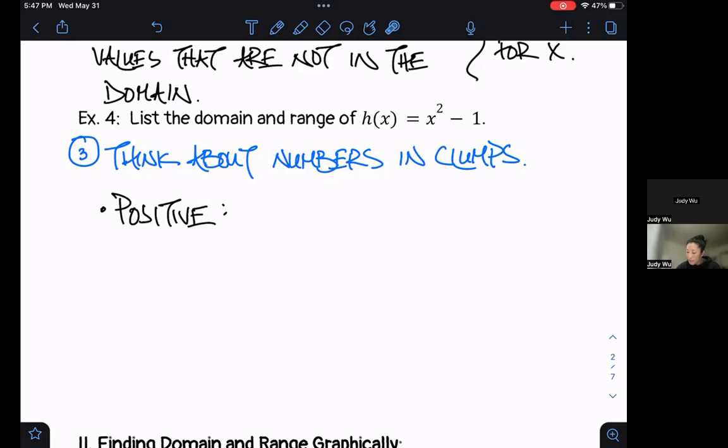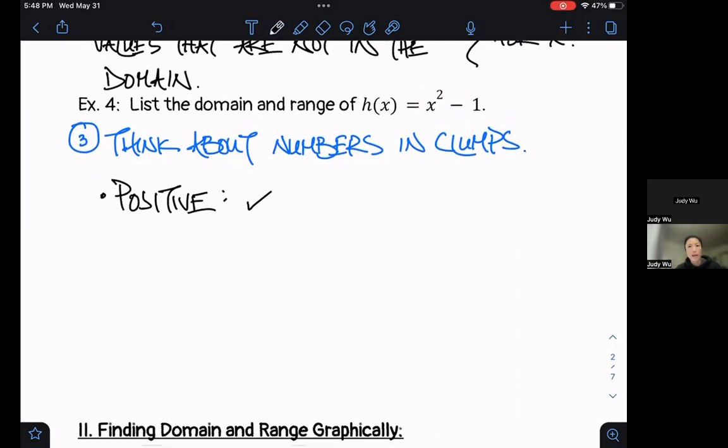So I notice here that I have x squared, and then after I square it, I'm going to subtract 1. So the question for positive is really, can you square a positive number? I think if we all took a moment and thought about a number, like 4 is a positive number, 4 squared is 16, totally can do. Or if I chose 1, 1 squared is 1. That's fine, okay? I can square any positive number, so that means all the positive numbers are part of the domain, okay?